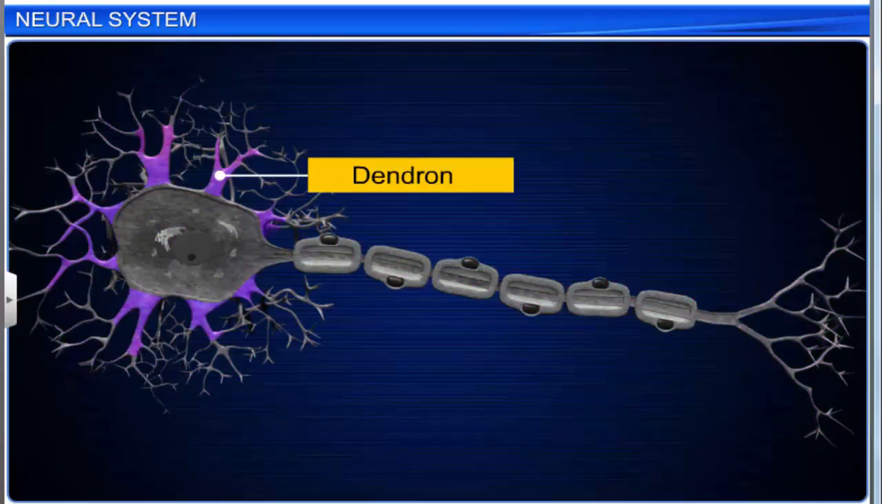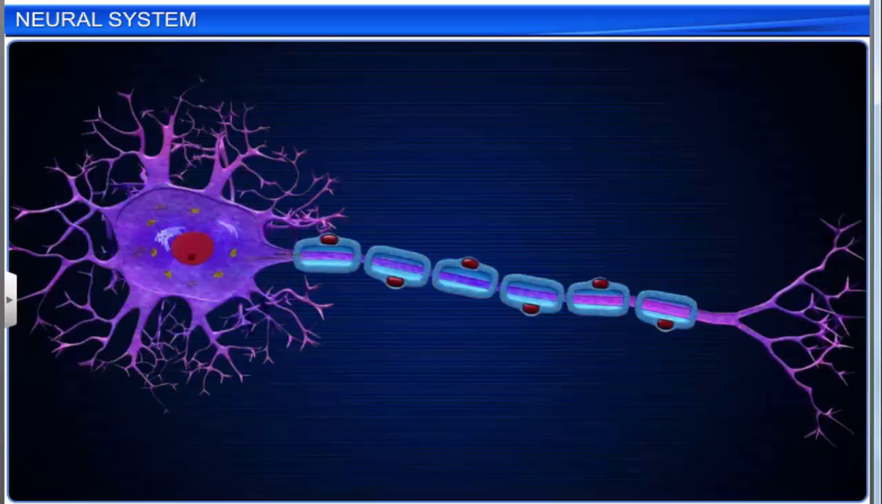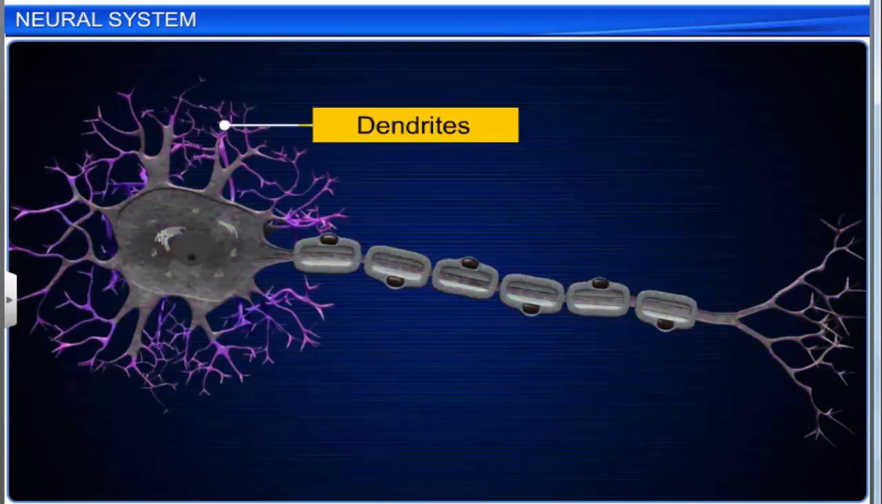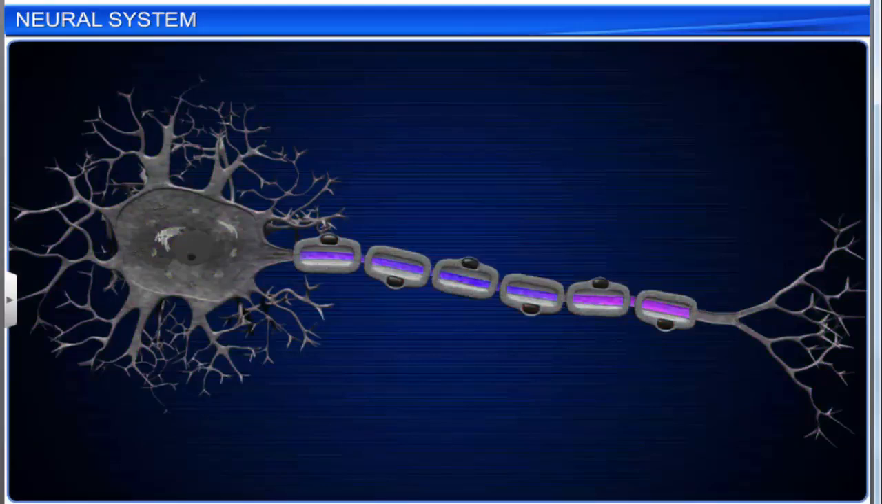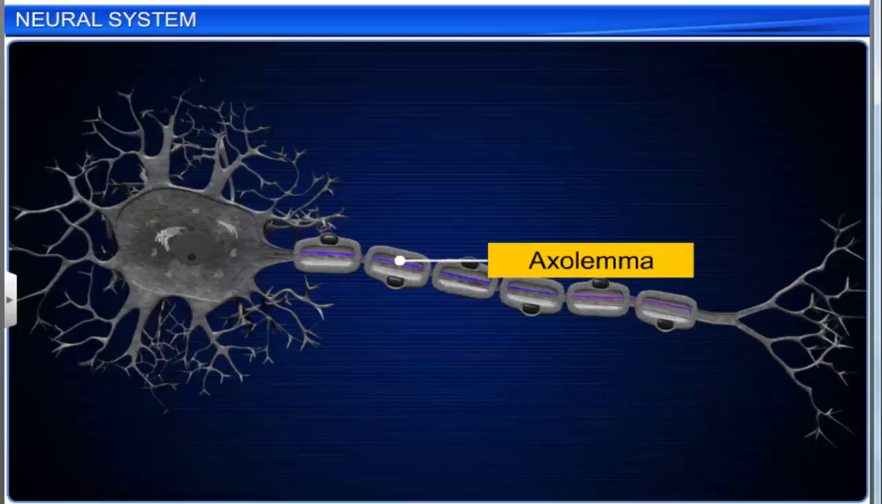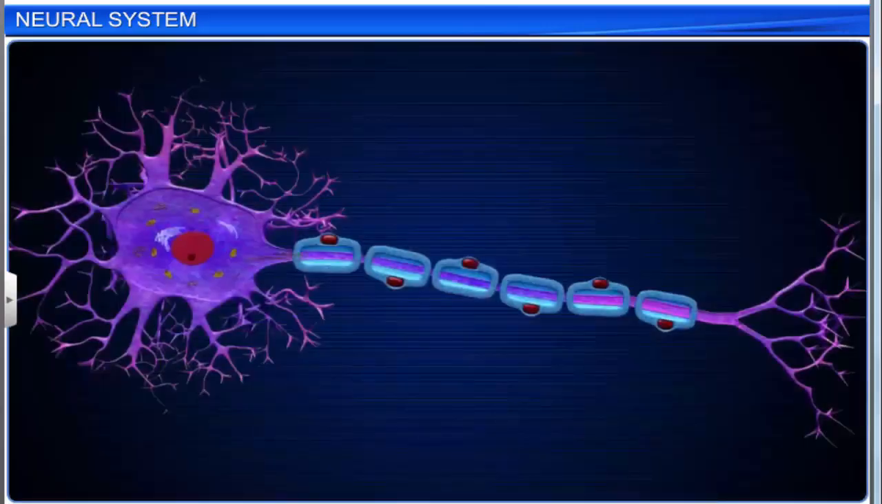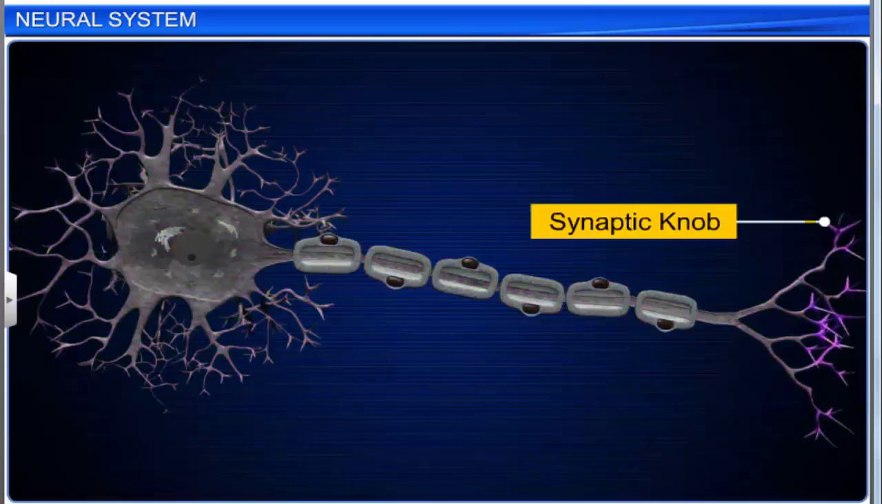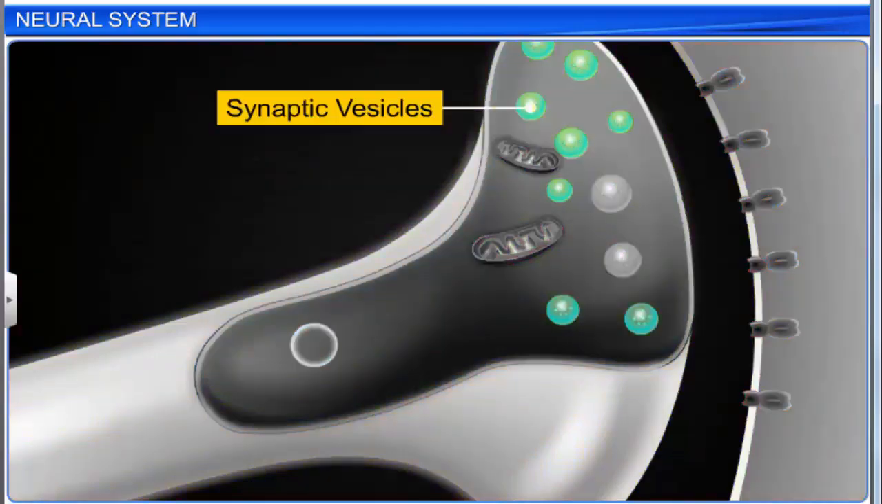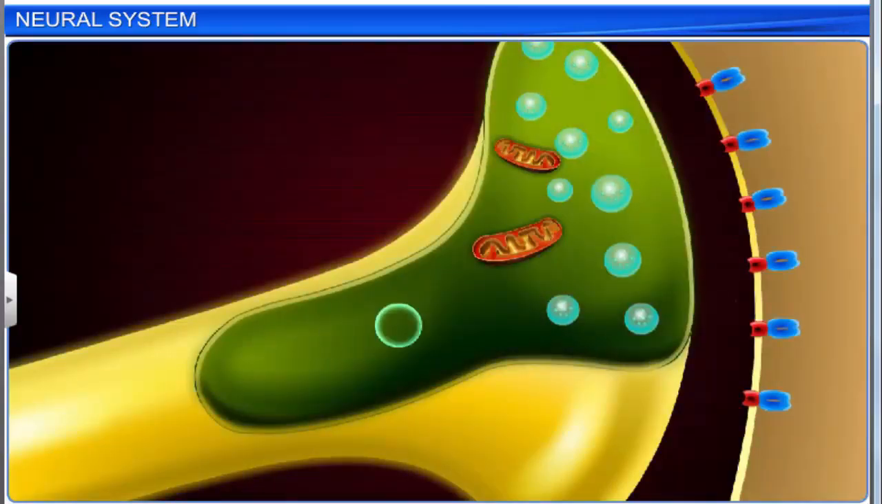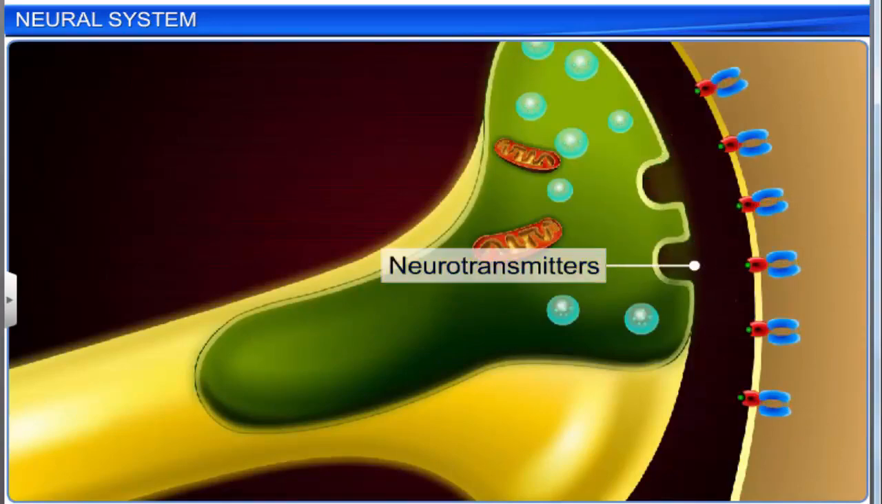Dendrons can be one or more in number. Their fine branches are called dendrites. They transmit impulses towards the cell body. An axon is always single. It is covered by a plasma membrane called axolemma. The inner fluid of an axon is known as axoplasm. The distal branched end of an axon forms a knob-like swelling called a synaptic knob. The synaptic knob possesses synaptic vesicles, which contain chemicals called neurotransmitters.